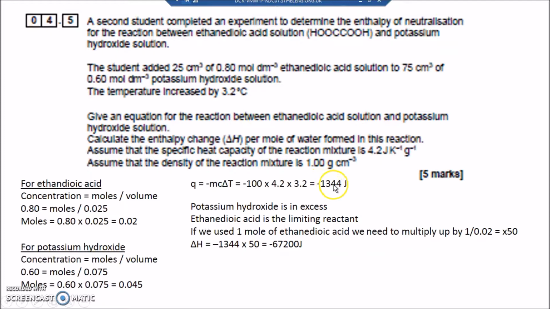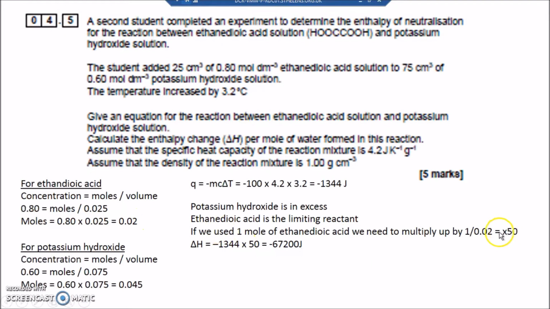I've got minus 1344 joules of energy been released, exothermic, minus, when I've used 0.02 moles of ethane dioic acid. The question is, calculate the enthalpy change per mole of water. Well, first of all, I'm going to do it per mole of ethane dioic acid. How much would 1 mole of ethane dioic acid give out? So what I've got to do is work out what I multiply by. So I do 1 divided by 0.02, which means I've got to multiply by 50.